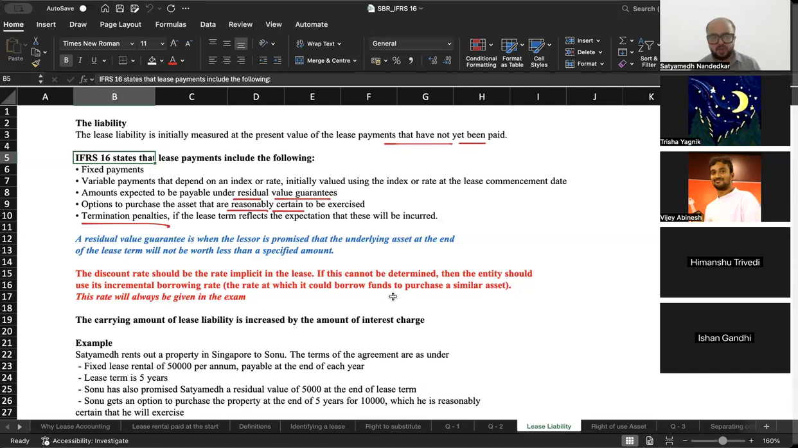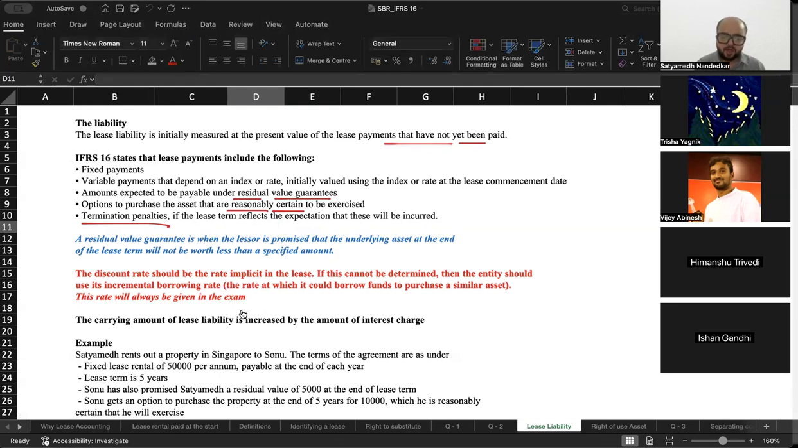When I say lease payments, it includes 5 items. One is the fixed payment. Second one is the variable rate payment, which depends on the index maybe that is given to you in the question. Then amounts expected to be payable under residual value guarantees, and options to purchase the asset that are reasonably certain to be exercised. Options to purchase that are reasonably certain means there is a high probability that the option to purchase the asset will be exercised by the entity. And termination penalties if the lease term reflects the expectation that these will be incurred. So if there is a high probability that you will end up terminating the lease agreement before its expected date, and in that situation the contract mentions that a penalty will be levied on you.